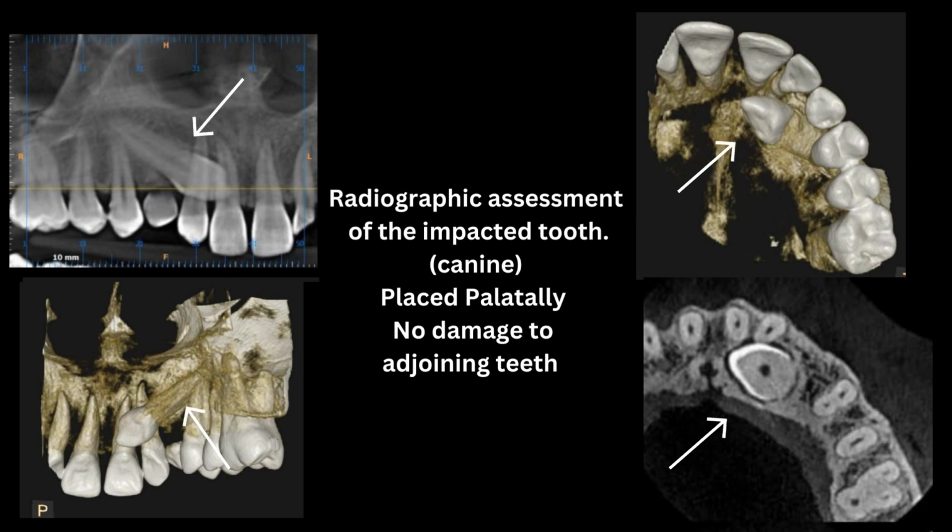Radiographically, we went ahead with a 3D CT scan to analyze and study the impacted tooth in detail. We could see that a completely formed canine was palatally placed. The root of this tooth did not interfere with or was seen damaging the roots of any adjoining teeth.